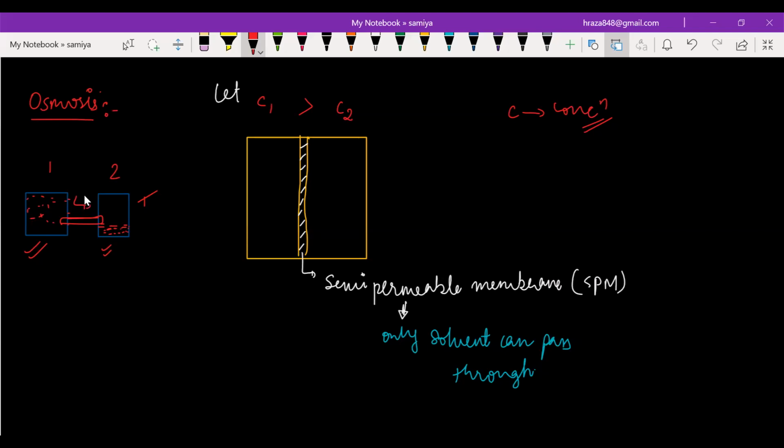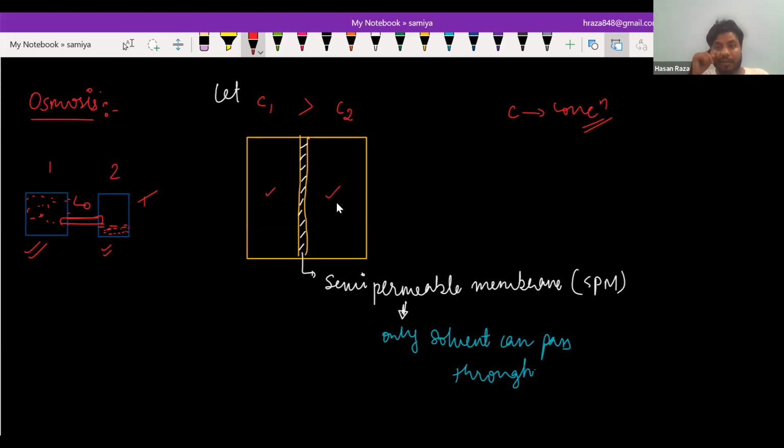1 to 2. So in the same way, for these two chambers, the solvent will go from the chamber which has the greater amount of solvent to the chamber which has the lower amount of solvent. Are you getting my point? Yes, sir. So we can define it in two terms.